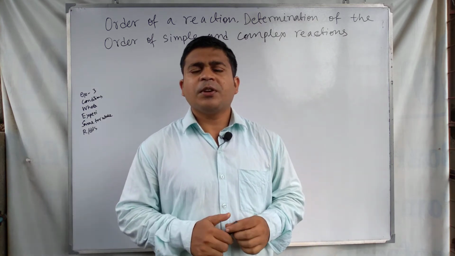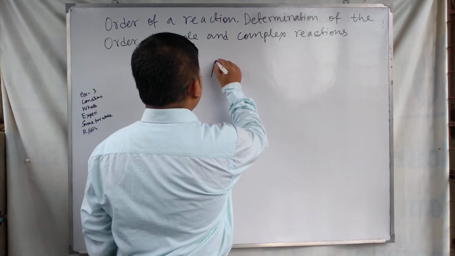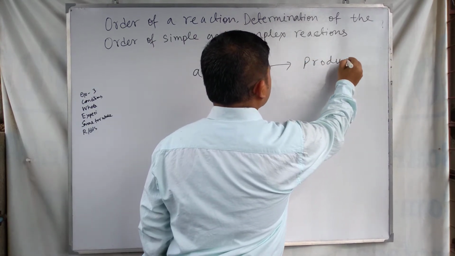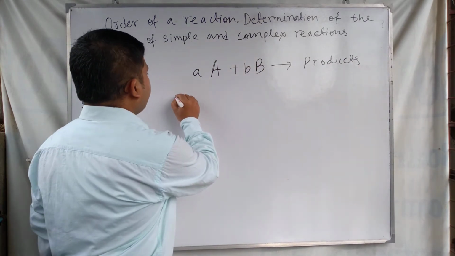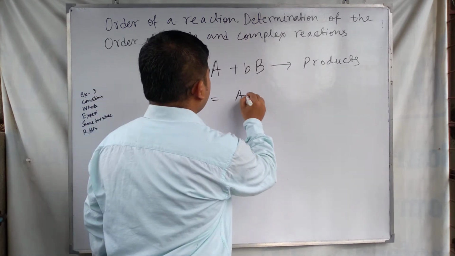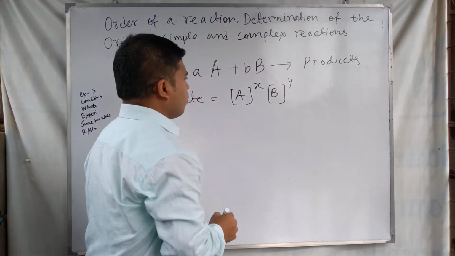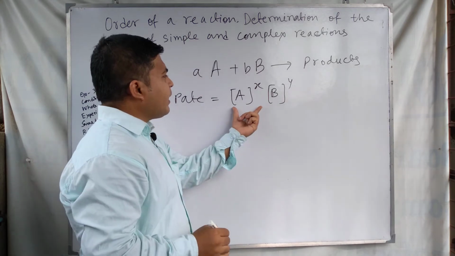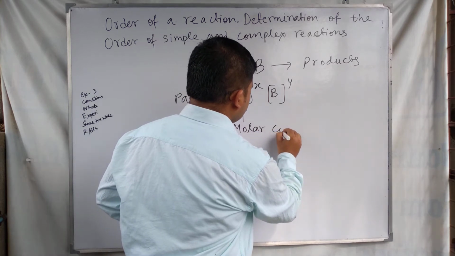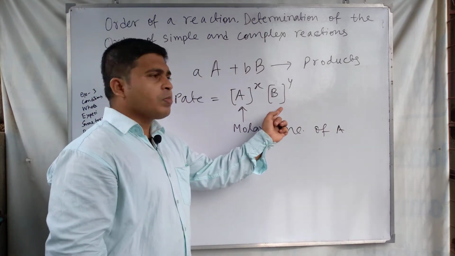We start our discussion about the order of a chemical reaction. Suppose a chemical reaction is taking place as a mole of A and b mole of B giving products. In this case, suppose the rate equation for this reaction is [A]^x [B]^y, where A and B in square brackets denote the molar concentration. This is the molar concentration of A and this is the molar concentration of B.